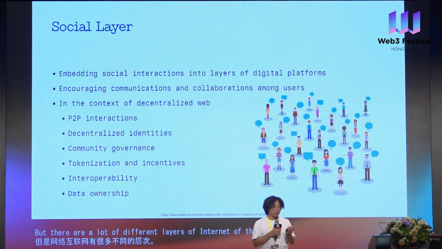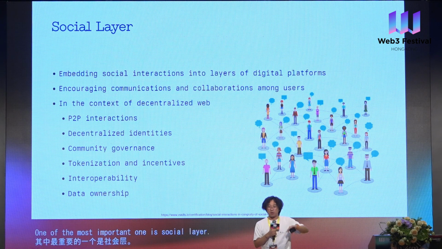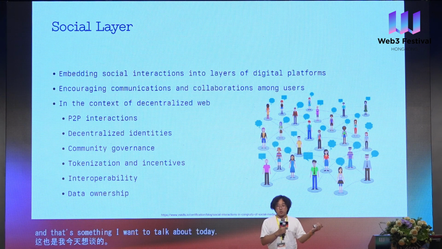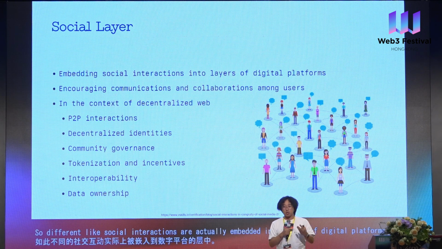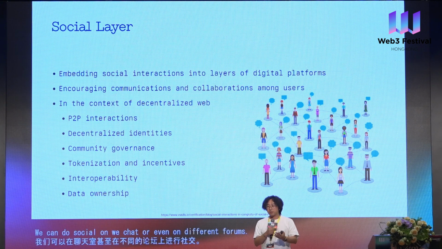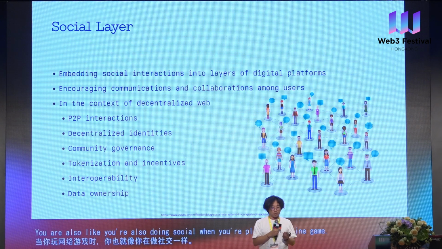One of the most important ones is the social layer. There's a network layer, a lot of different layers, physical and non-physical. But the most important thing here is the social layer, and that's something I want to talk about today. So different social interactions are actually embedded into layers of digital platforms. You can do social on Facebook or Twitter. You can do social on WeChat or even on different forums. You are also doing social when you're playing an online game, which encourages people to communicate and collaborate among these different platforms.